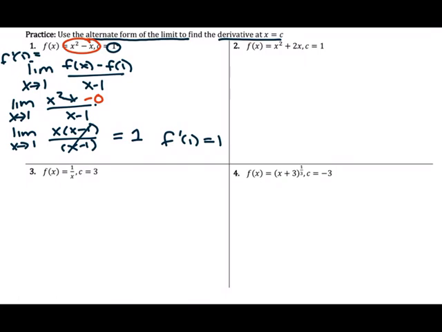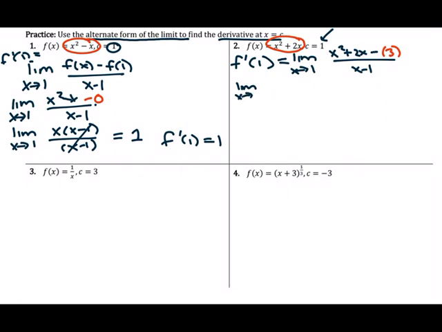So again, we're not getting the derivative as a function here, we're getting the derivative at the particular value that we're looking for. So let's walk through this process again. We're going to say that f prime of 1 equals the limit as x approaches 1. X is approaching 1 because that's the value that we're trying to find the derivative at, of f of x, which is x squared plus 2x, minus f of 1. If I plug 1 in here, 1 squared plus 2 times 1 is going to be 3. And this is all over x minus 1.